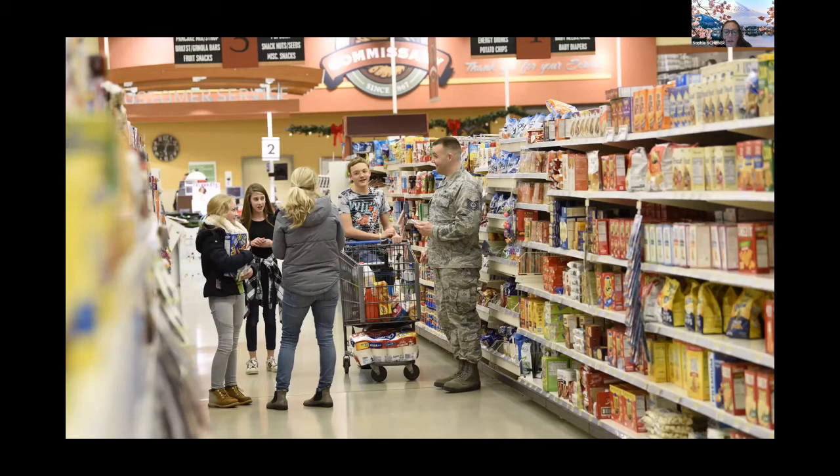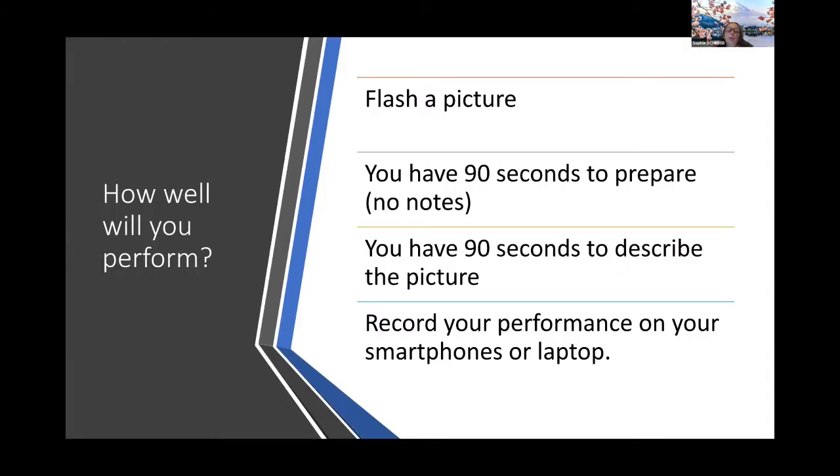Okay, right. So now you will have 90 seconds to explain what you saw on the picture. I'm going to flash it again, don't worry. Maybe get your smartphone ready to record yourselves. Okay, you have 90 seconds to describe the picture using the best vocab, the best grammar you can, starting now.